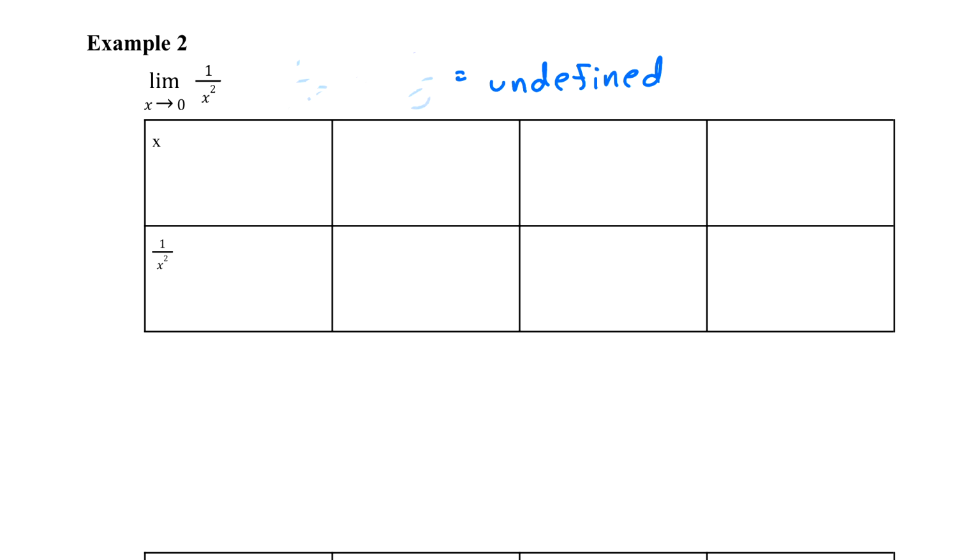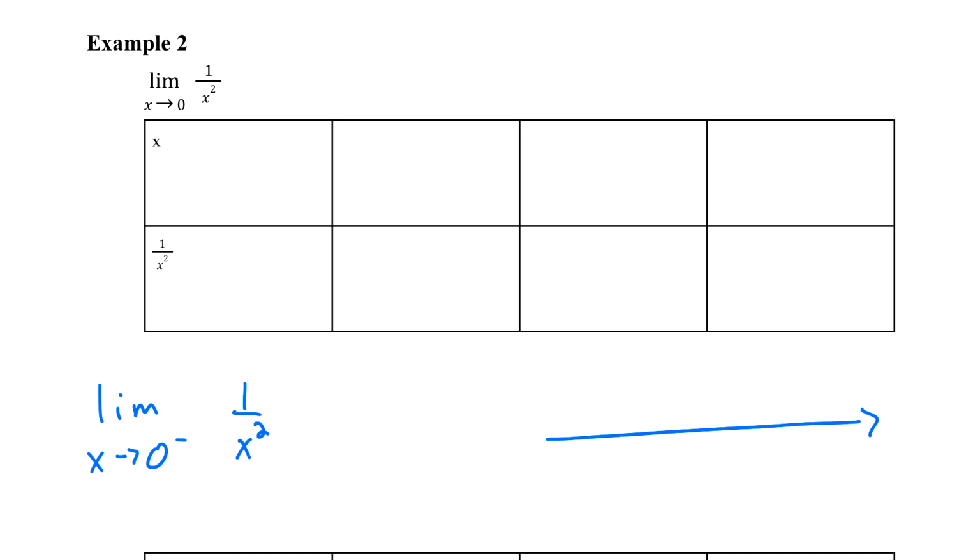So just like last time, I'm going to look at the left-hand limit and the right-hand limit. We've got to think about both of those. So I want to start with the limit as x approaches 0 from the left-hand side of 1 over x squared. And I'm going to think about taking numbers that are close to 0 on the left-hand side.